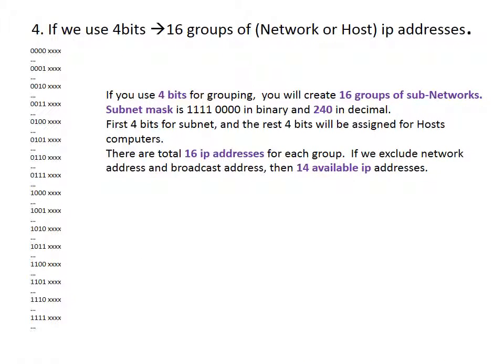If you use 4 bits for grouping, you will create 16 groups of subnetworks. Subnet mask is 11110000 in binary and 240 in decimal. The first 4 bits are for subnet, and the remaining 4 bits will be assigned for hosts' computers. There are a total of 16 IP addresses for each group. If we exclude the network address and broadcast address, then there are 14 available IP addresses.